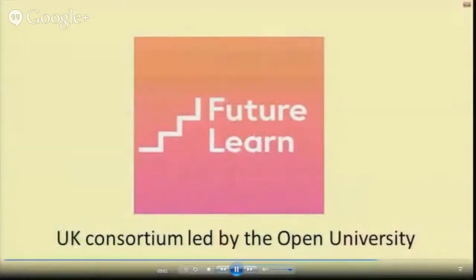In both the UK and Japan, the open universities have taken the lead in creating a consortium of traditional universities to offer MOOCs. I myself have taken 2 MOOCs from the UK consortium, which is called FutureLearn, and I've just enrolled in a third.